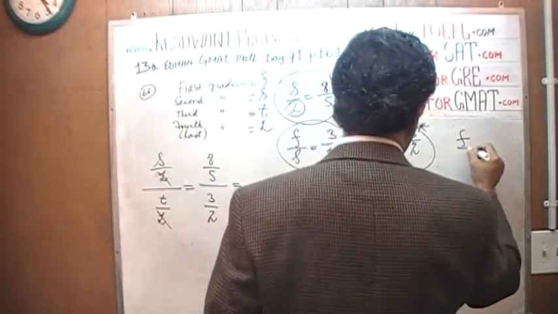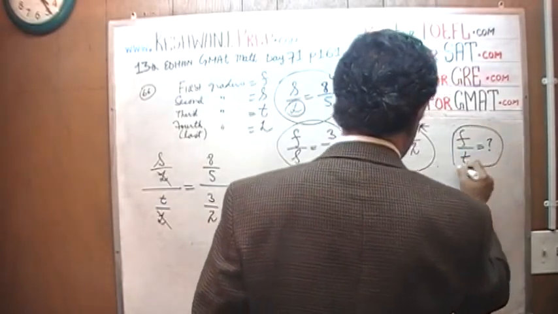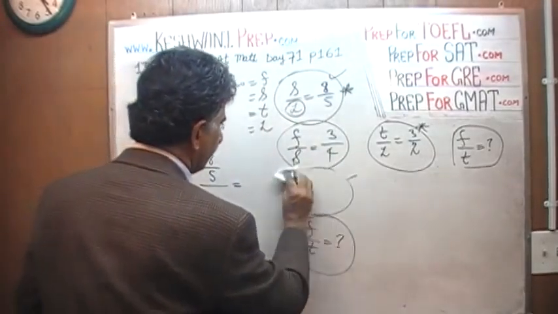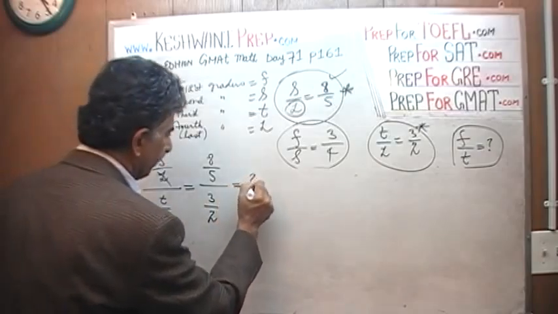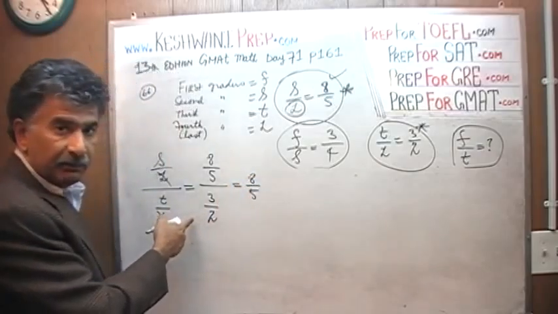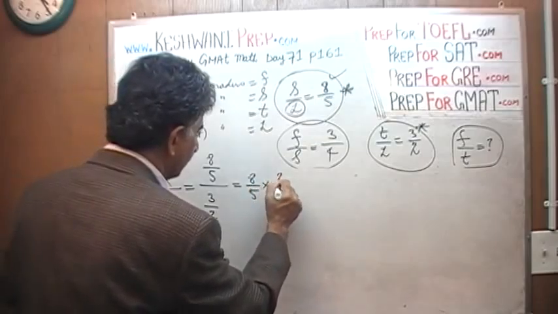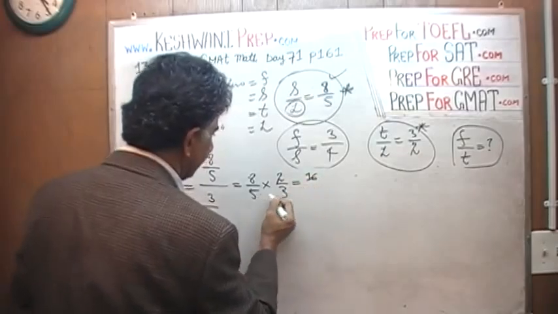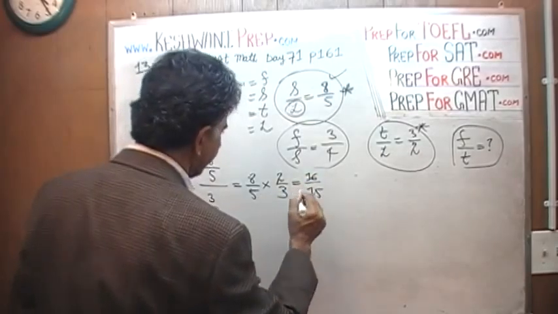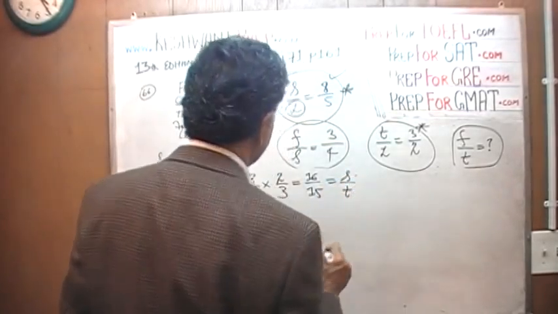And the question is, what is the ratio of first grader to third grader? That's the question. So let's continue here. 8 over 5, and then we take the bottom fraction and we flip it, so it's going to be 2 over 3, and that gives us 8 times 2 is 16, 3 times 5 is 15, so 16 over 15. So that's S to T.